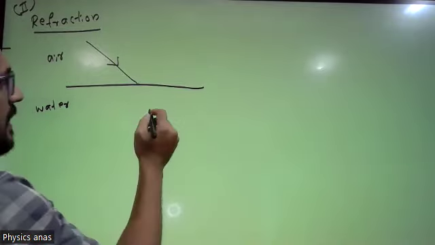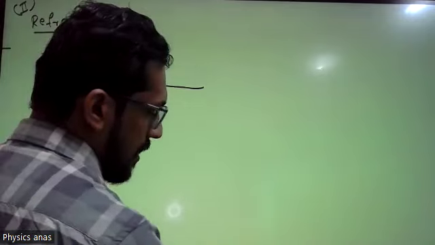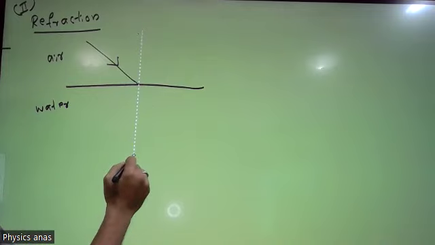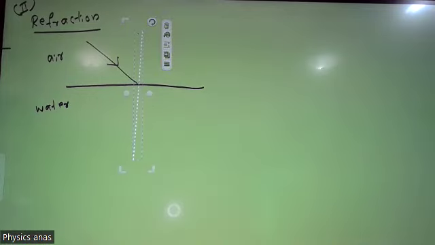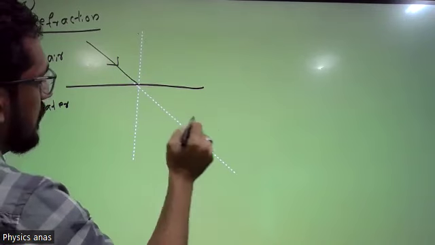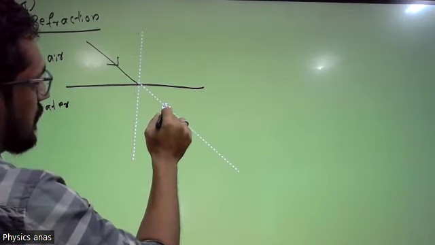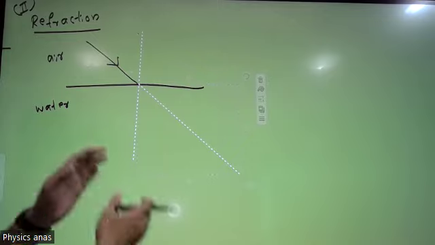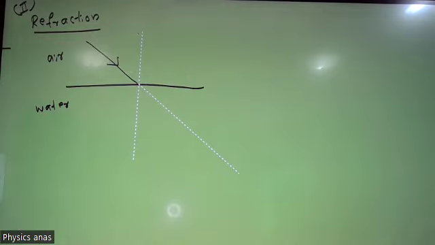At this point of incidence, you can draw a normal. What is normal? A line perpendicular to the surface. That is normal. And what will be the direction of the incident ray? The direction of incident ray must be this. The incident ray has to go through this path. But there is a medium change. The medium is changing, air to water.